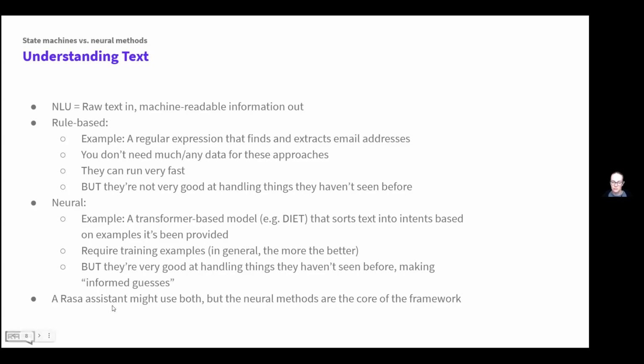So a Rasa assistant would use both, right? You'd use some rules, you'd use some neural methods for both the entity extraction and intent classification, but the neural methods are really the core of the framework. And when you're developing an assistant in this framework, the majority of the work is coming up with examples and organizing your classes in a way that makes sense.